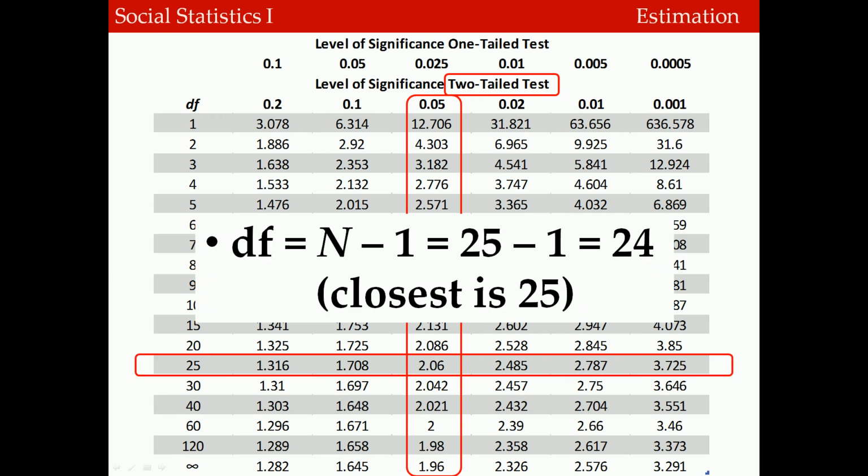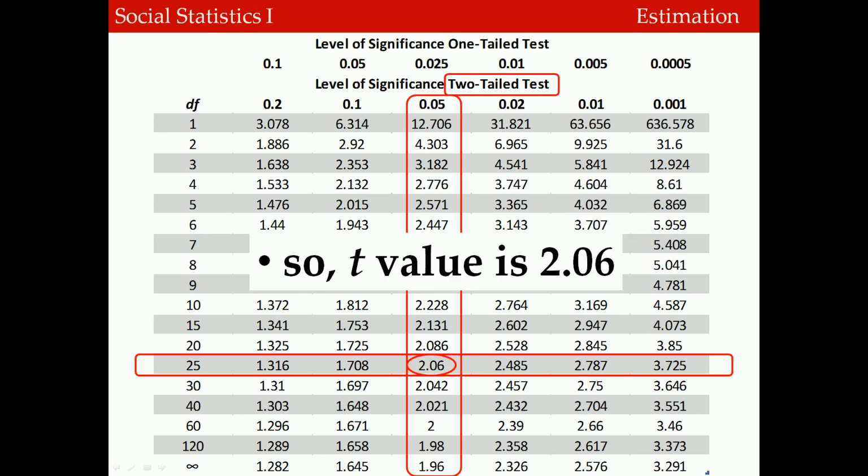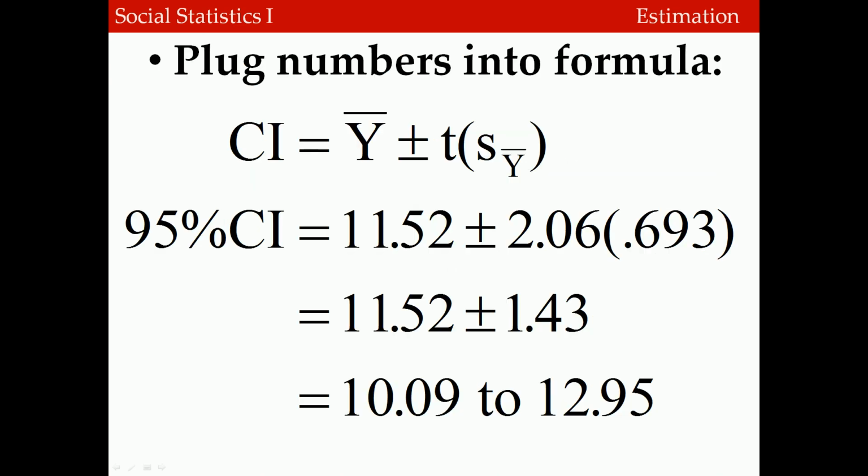And so notice that we have 25 cases. We lose 1 degree of freedom. That means we're down to 24. However, the table does not include a value for 24. So we're just going to use 25 because it's the closest one. And so that means that our value is going to be 2.06. So it's a little bit bigger than the 1.96 that we used last time. But notice that if you look at the bottom of the table, for a large sample size, it would be equivalent to 1.96, which is what we used previously.